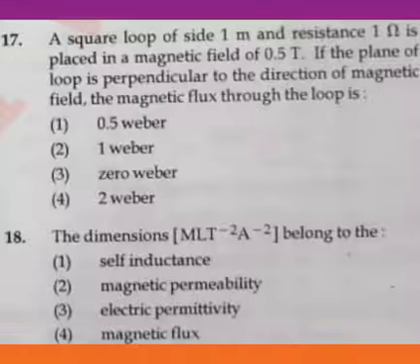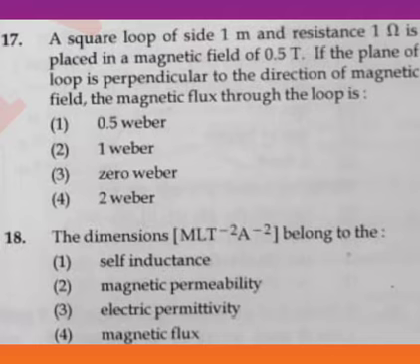Question number 17. A square loop of side 1 meter and resistance 1 ohm is placed in a magnetic field of 0.5 Tesla. If the plane of the loop is perpendicular to the direction of the magnetic field, the magnetic flux through the loop is: option 1, 0.5 Weber; option 2, 1 Weber; option 3, 0 Weber; option 4, 2 Weber. The correct answer is option 1, 0.5 Weber.